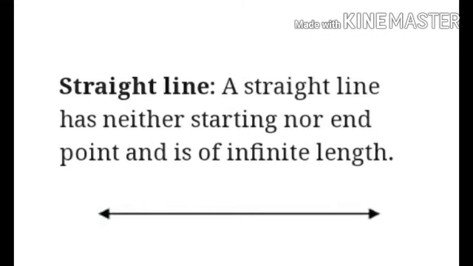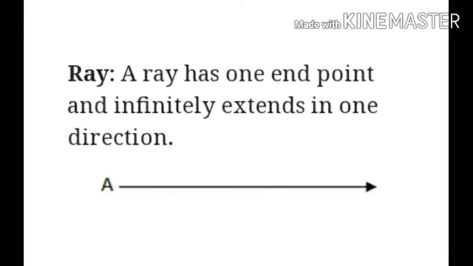Straight line. A straight line has neither starting nor end point and is of infinite length. Ray. A ray has one end point and infinitely extends in one direction.